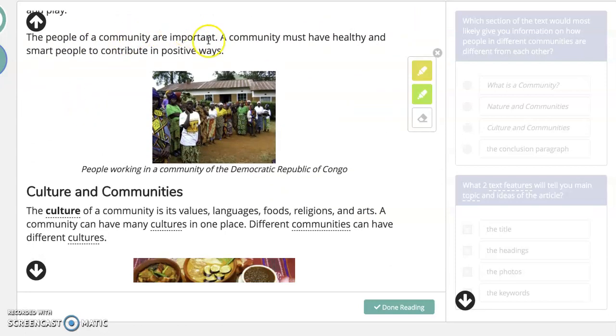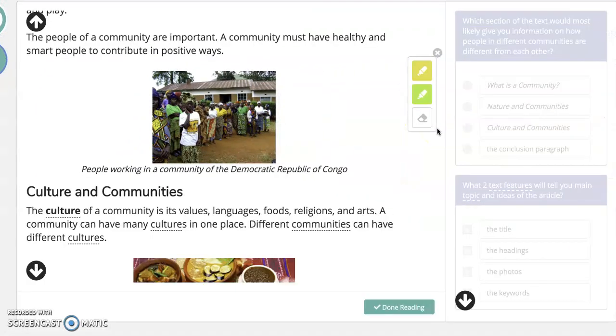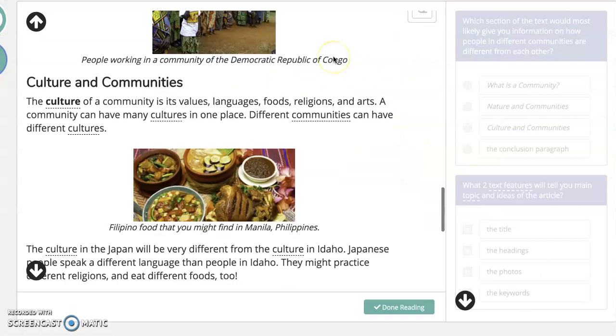The people of a community are important. A community must have healthy and smart people to contribute in positive ways. You don't want a bunch of people that aren't going to do anything for each other, because then the community is going to fall apart. So this says people working in a community in the Democratic Republic of Congo, which is a country in Africa.